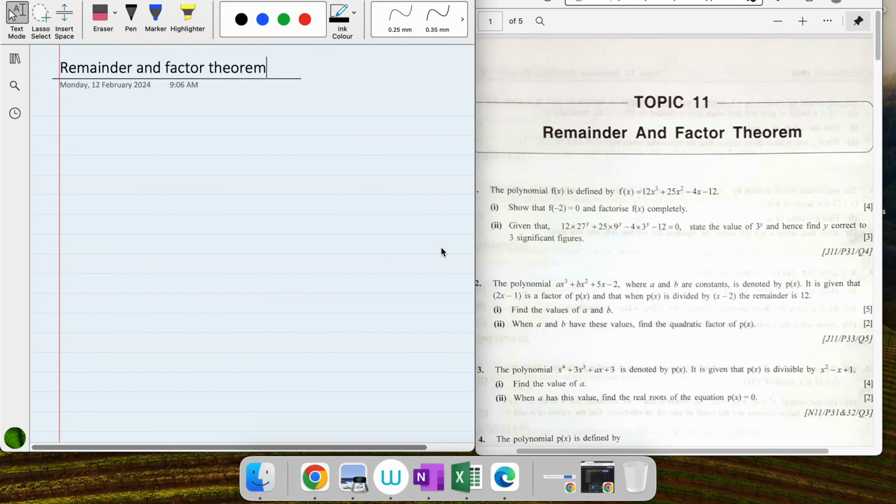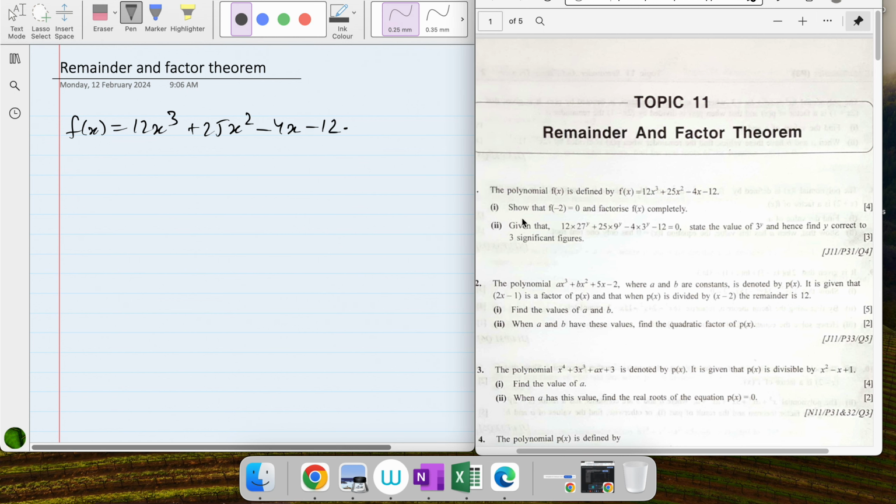Okay, remainder and factor theorem. Let's try this question number 1. It says the polynomial f of x is defined by f of x equals 12x cube plus 25x square minus 4x minus 12. First part says show that f of negative 2 is equal to 0 and factorize f of x completely.